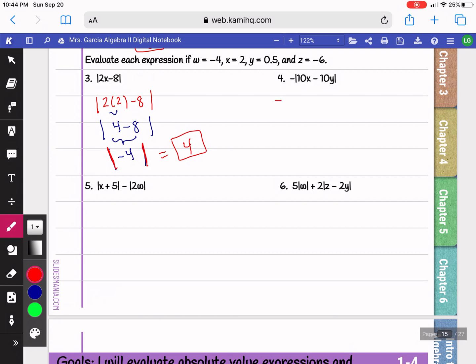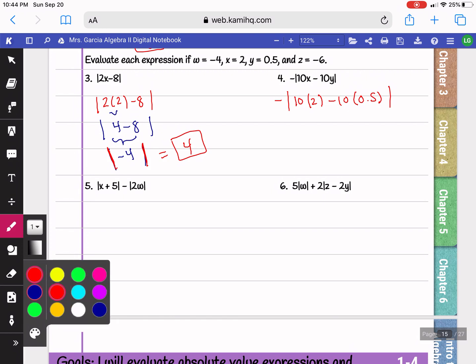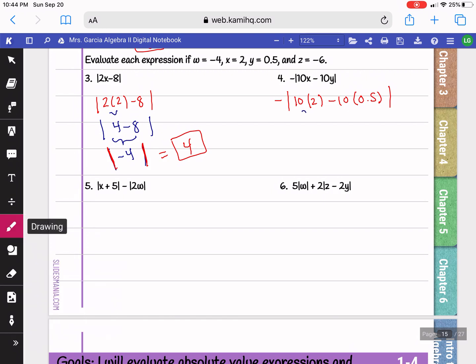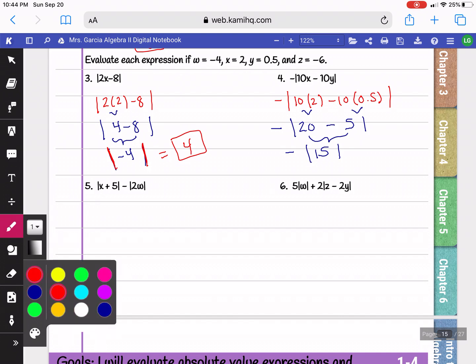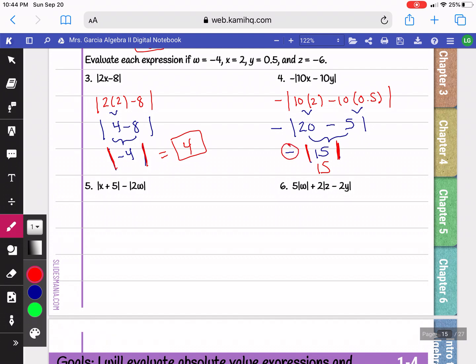In this next problem, I have negative absolute value of 10. X is 2 and y is 0.5. So I need to start by simplifying the inside. 10 times 2 is 20. 10 times 0.5 is 5. Everything else stays the same for now. Now 20 minus 5 is 15. Now that I have my absolute value simplified, the absolute value of 15 is +15. But because it's negative separate, there's still going to be a negative in my answer. So the answer is -15.